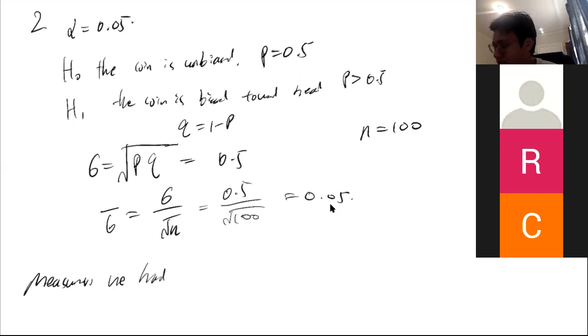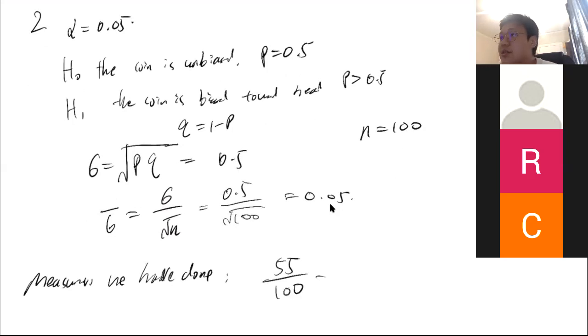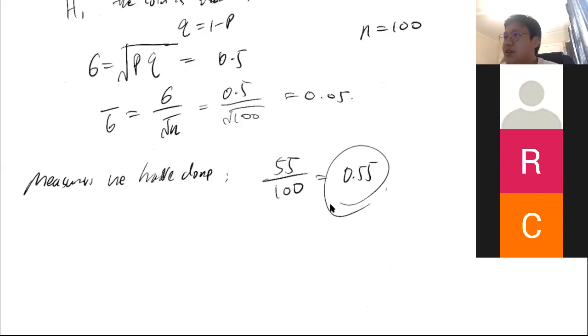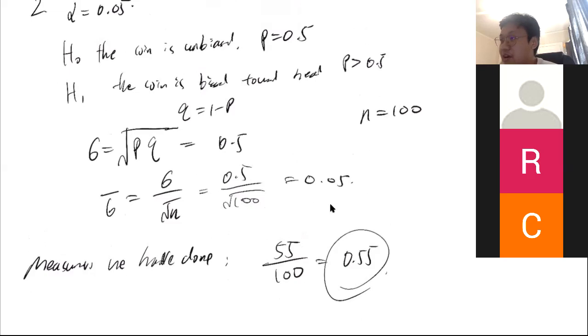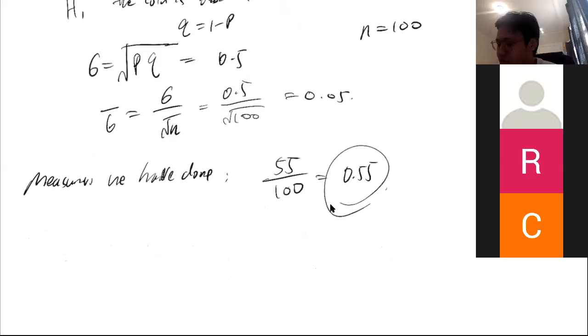And the measure we have is that we have 55 heads over 100 flips. So it's about 55% of them are heads. So we want to say how this proportion compares to the unbiased proportion 0.5. So we want to do a z-score on 0.55.